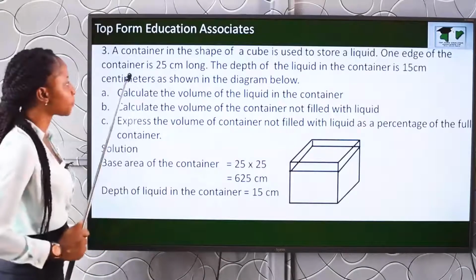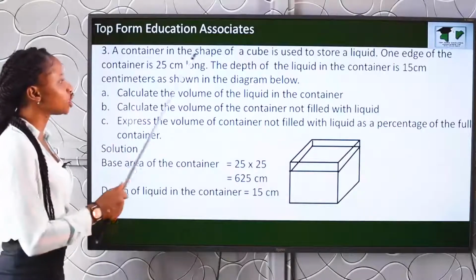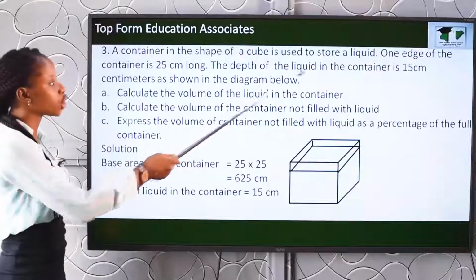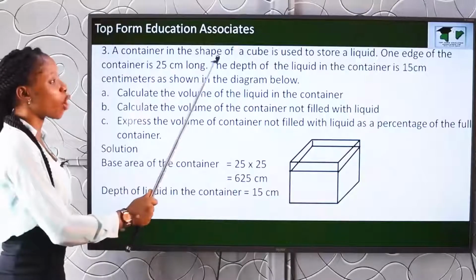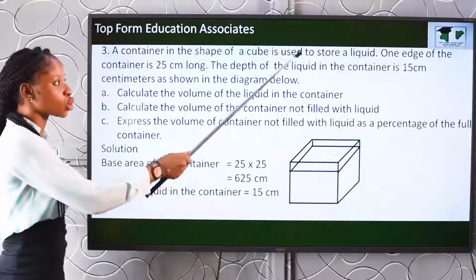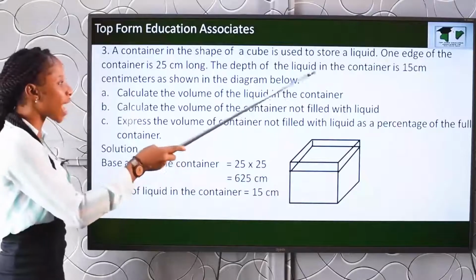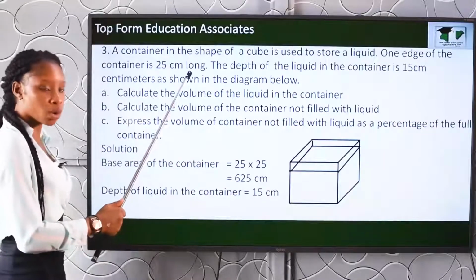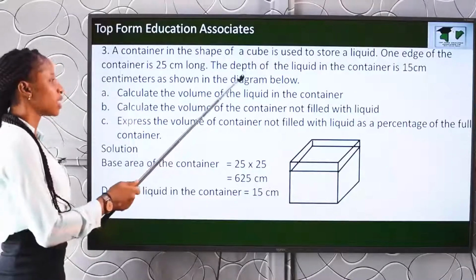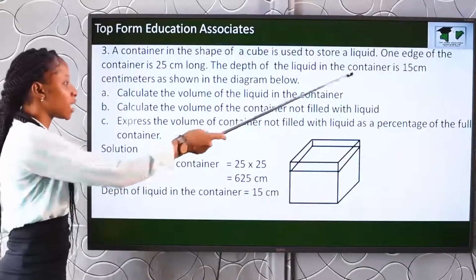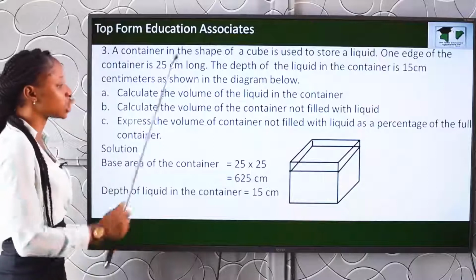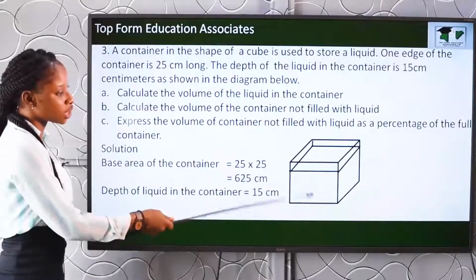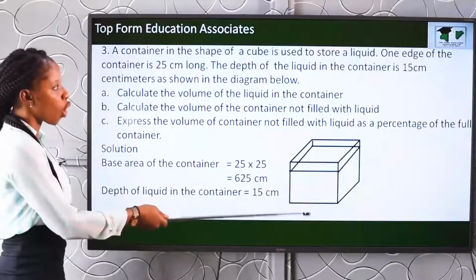Now, number 3. A container in the shape of a cube is used to store a liquid. Pay attention. One edge of the container is 25 centimeters long. Now, the depth of the liquid in the container is 15 centimeters as shown in this diagram. This is the depth of the liquid. Now, this is the container. This is the length of the container.